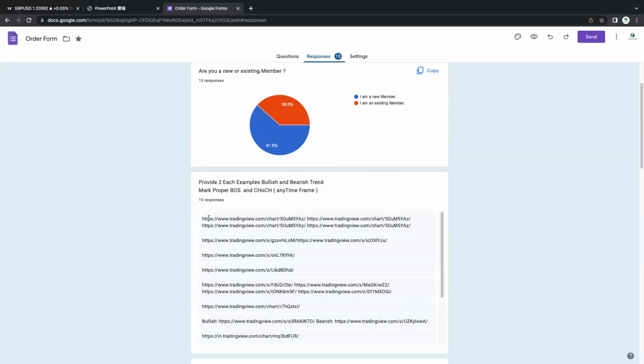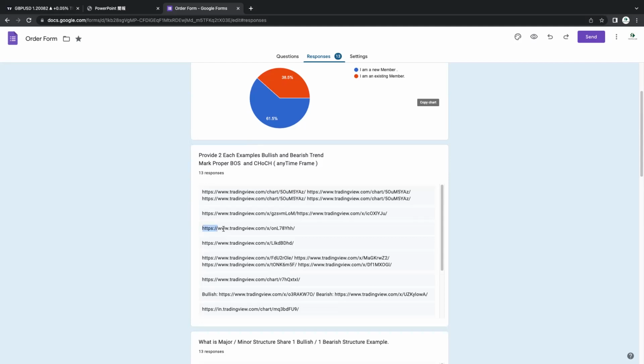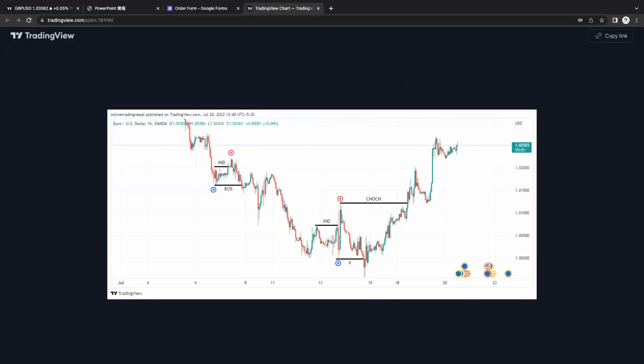Okay, so start from this. Oh, I think it's not the correct URL. Okay. So in this case, you need to identify the structure, BOS and CHoCH.